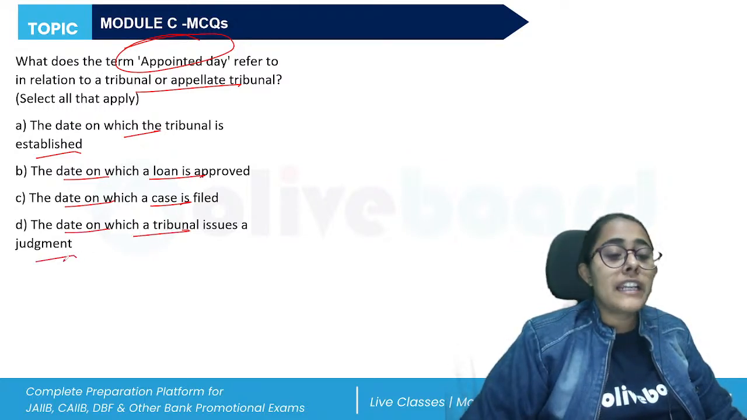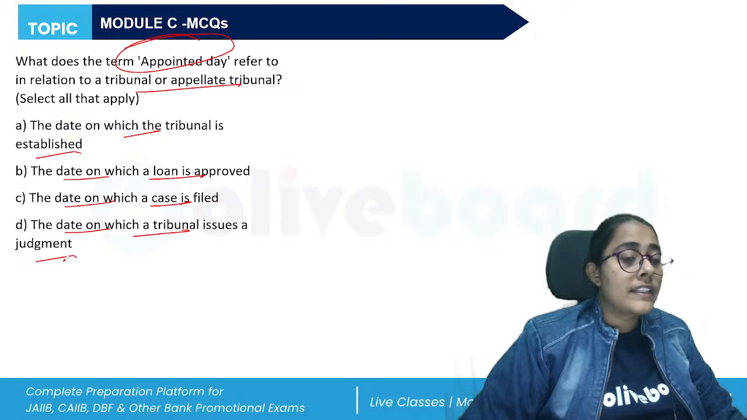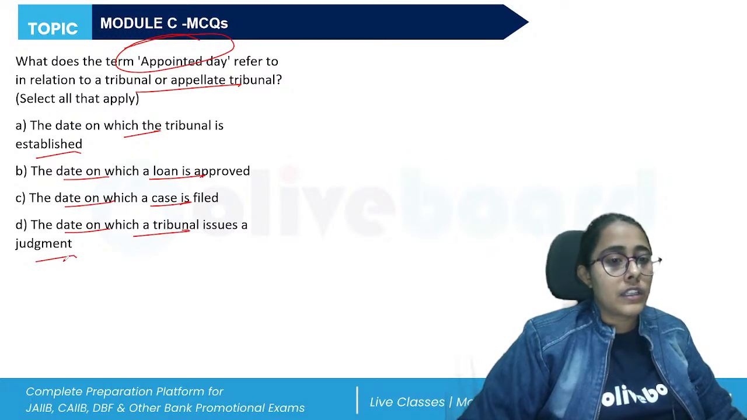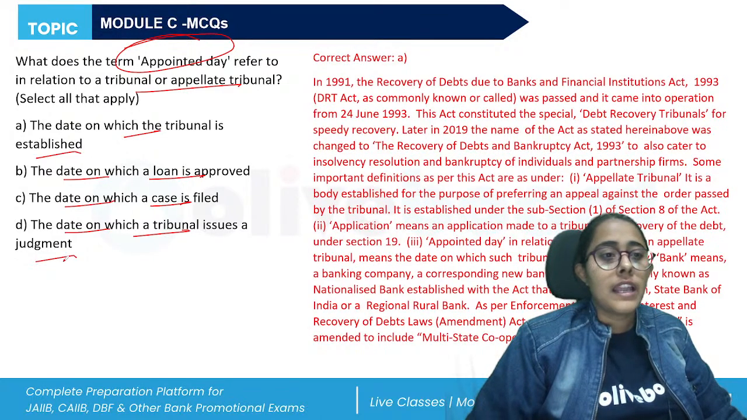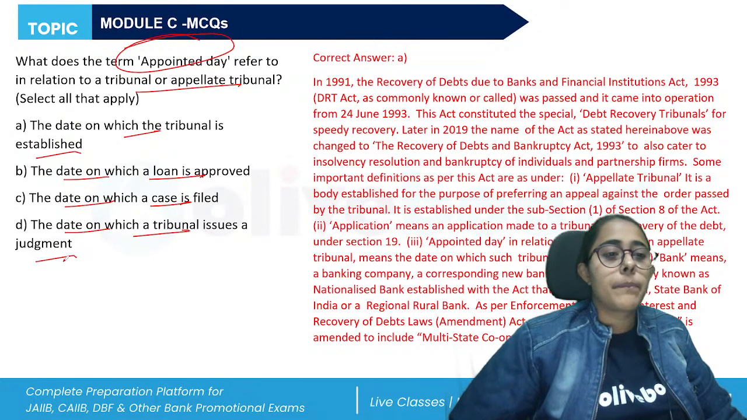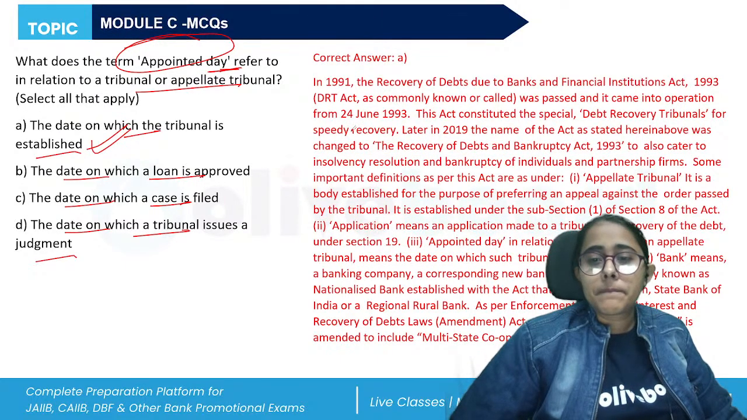So will the appointed day be when the tribunal is created, when the loan was approved, when the case was filed with the tribunal, or when, after all the proceedings, the tribunal issues a judgment? The correct answer is option A. The date on which the tribunal is established is the appointed day.